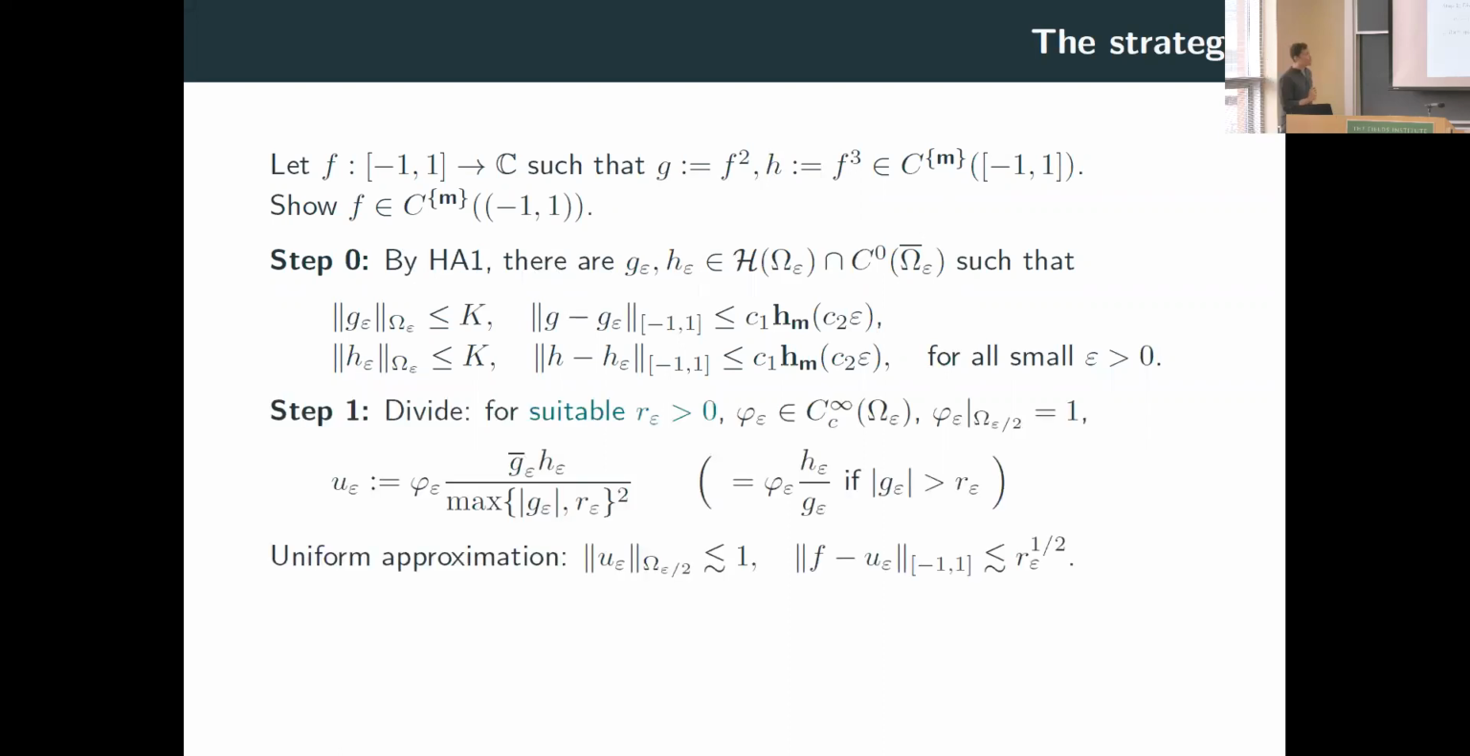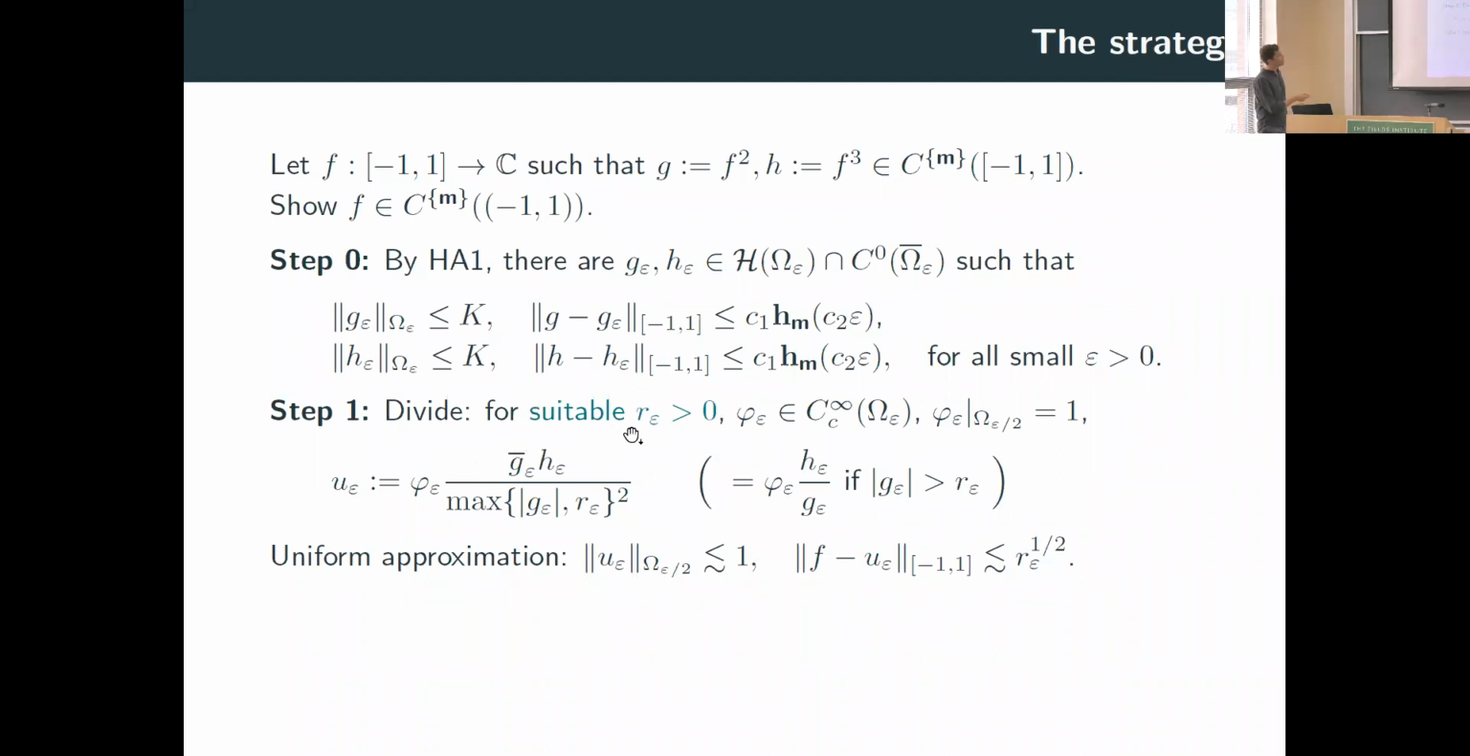Next step, I want to divide. So actually what I want to divide is h epsilon by g epsilon, right? Because h epsilon is close to the cube of f and g epsilon is close to the square of f. And I want to get f, right? For technical reasons, I have to look at a more complexly defined function. So I look at this function u epsilon, which is this guy here.